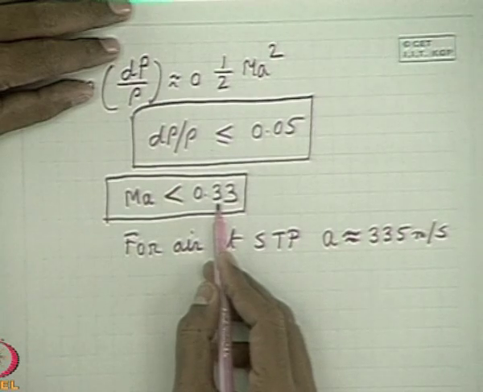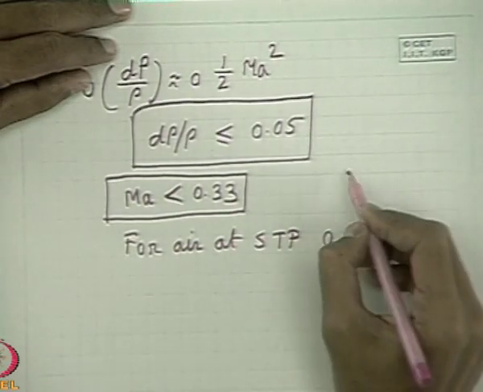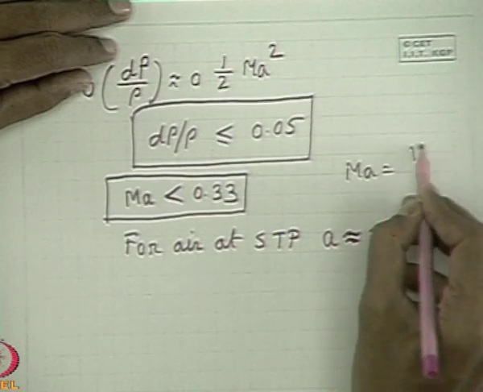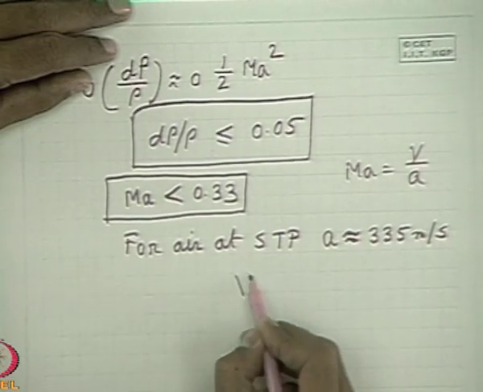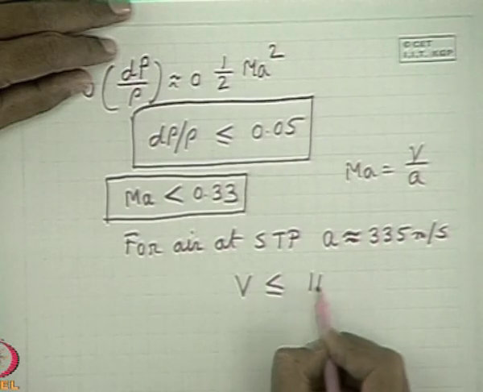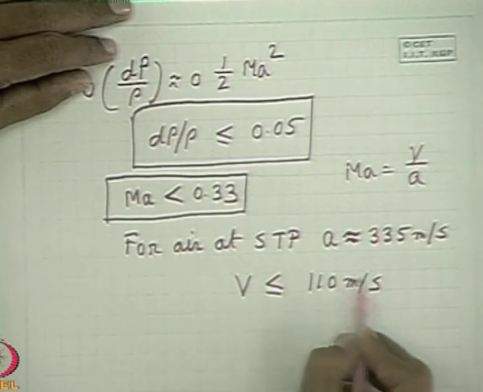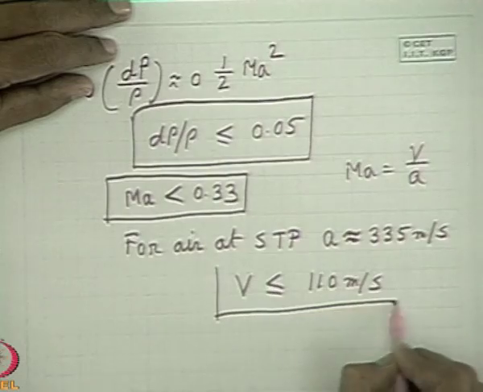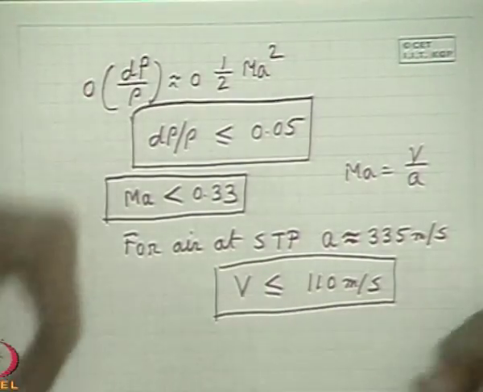Now if we pose this 0.33 Mach number criteria with the definition of Mach number, V by A, the flow velocity limit will be less than or equal to 110 meter per second. That means it is multiplied with 0.33. So this serves as a thumb rule that for a flow of air at standard temperature and pressure, if the flow velocity is less than 110 meter per second, we can tell that for this velocity at STP conditions, the change in pressure generated in the flow will not be sufficient to cause a relative change in density of 5%.